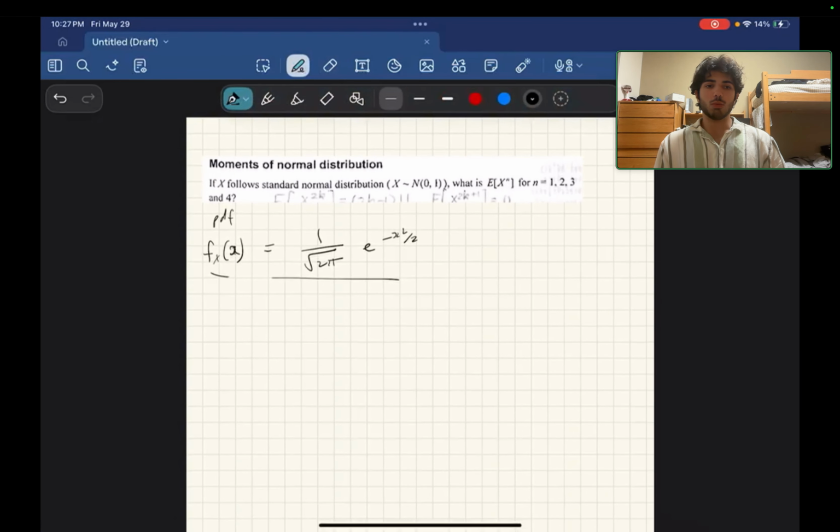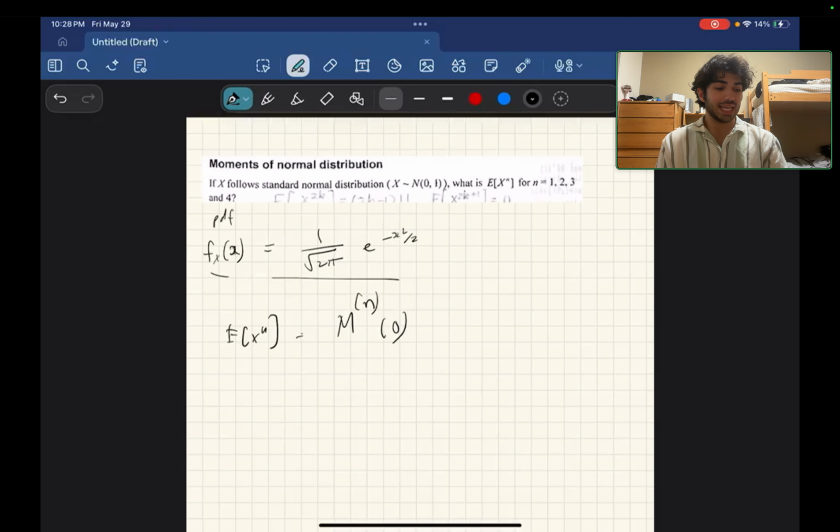This question is called moments of normal distribution, and it says if X follows the standard normal distribution, X ~ N(0, 1), what is the expectation of X to the power of n for n equals 1, 2, 3, and 4? Firstly, you have to know that the expectation of X to the power of n is equal to taking the nth derivative of the moment generating function of said distribution, and you plug in 0.